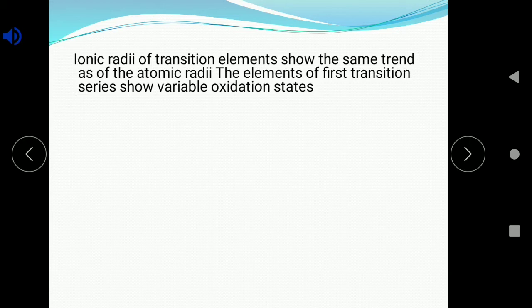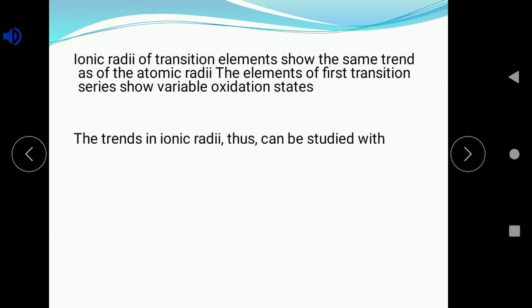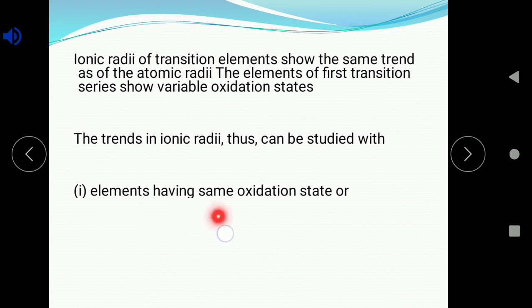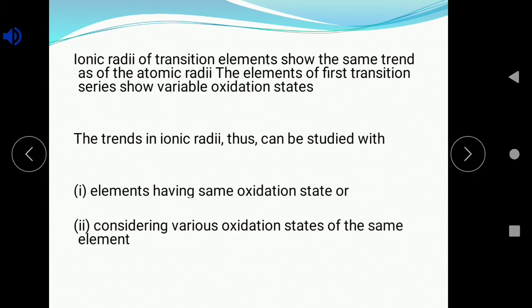Now, ionic radii also show the same trend. That means there is gradual decrease in the ionic radii while going from left to right. But these elements show variable oxidation states. So, ionic radii trend can be studied by considering two different aspects. First one is elements having same oxidation state, or second one, considering various oxidation states shown by same element. Do you understand this?